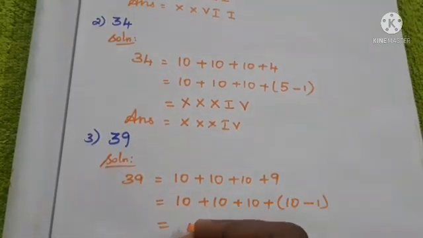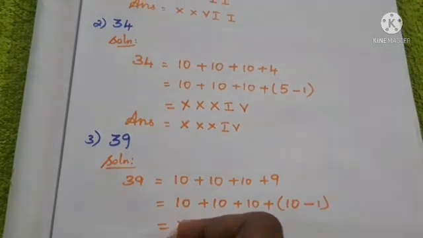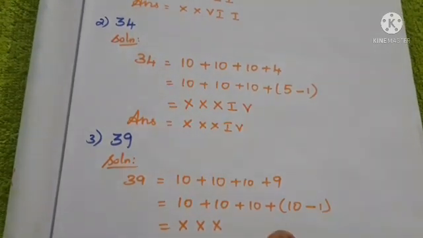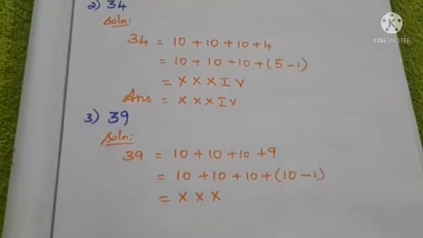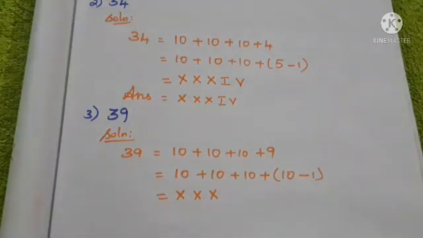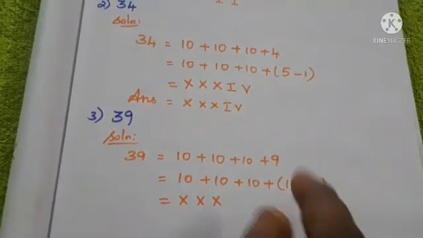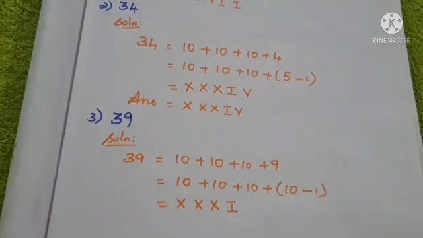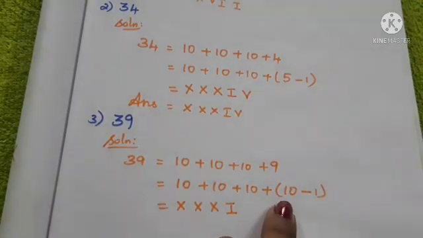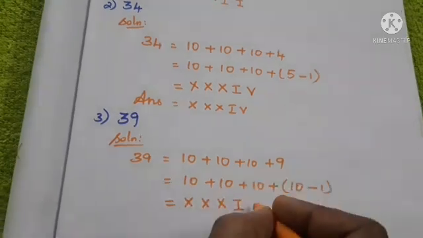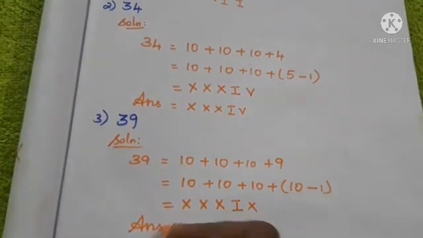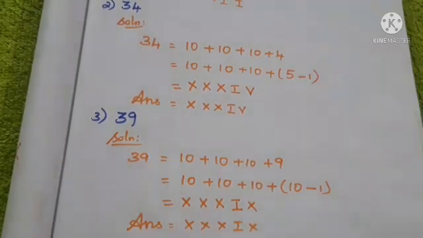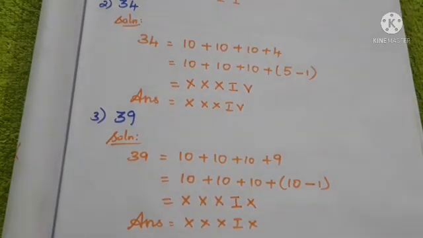Next we can change it into a Roman value. So 10 means X, then next also X, then for the 10 we can write X. For subtraction we know that always we have to write the smaller value at the left side of the larger value. So smaller numeral is 1. So first we write for the 1 as I, then we write the larger numeral, that means 10, X. So our answer is XXXIX. This is the Roman numeral value of 39.